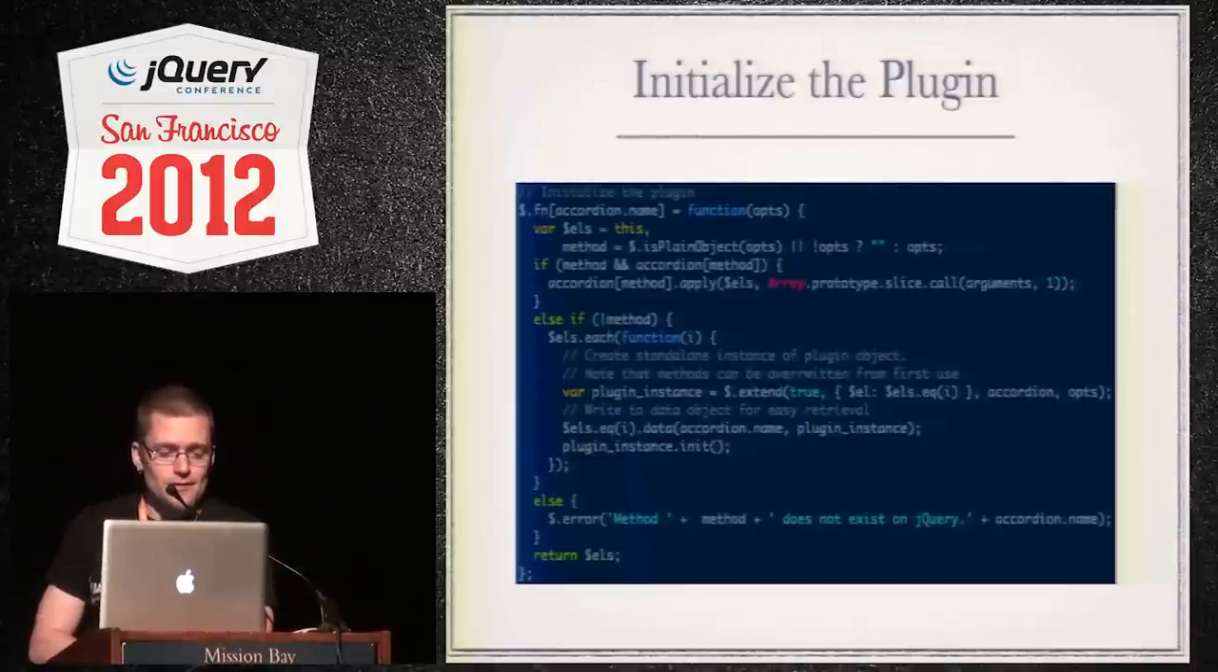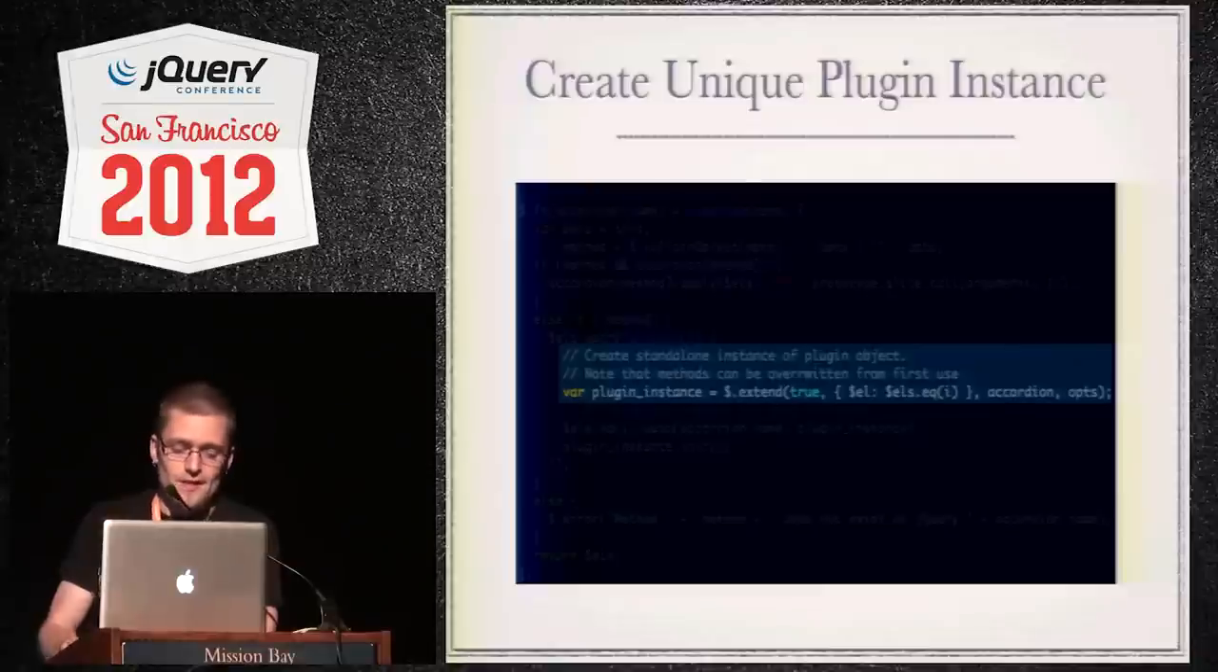So let's initialize the plugin. We're using the accordion name property to make sure that we're using the same namespace. It's much easier to change the plugin name this way if conflicts arise, of course. And then the first condition provides the ability to call methods by name on the collection. The second condition will run the initialization. So if we pass in an object instead of a string, we know to initialize.